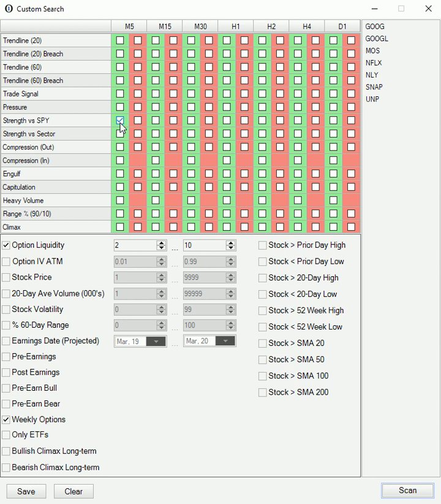Oftentimes, the stock will continue to grind higher even though the market is down and you can make money on the trade. But the nice thing is that you always have your sell order loaded and you're ready to exit at any minute because you got the market wrong. You're on the wrong side of the market.